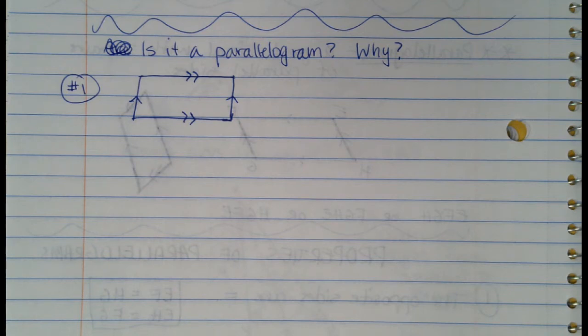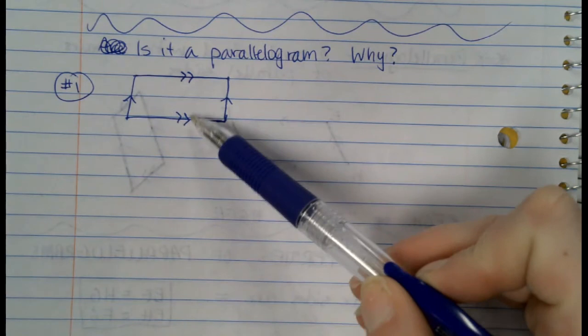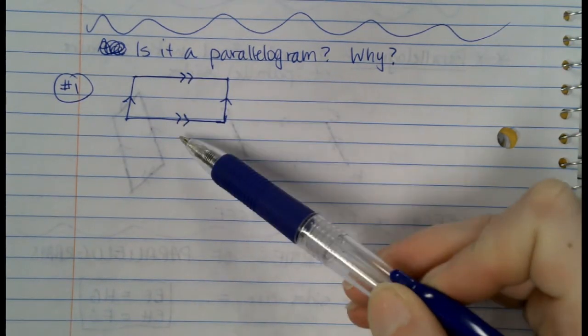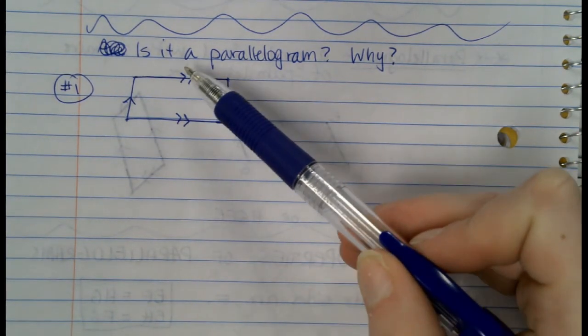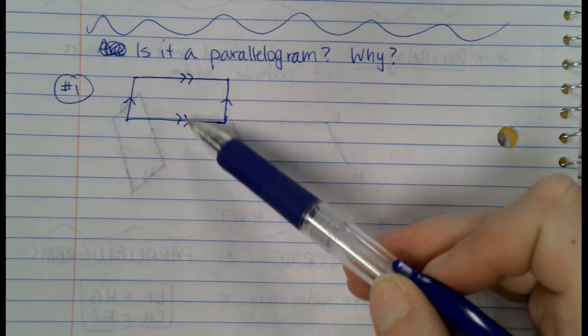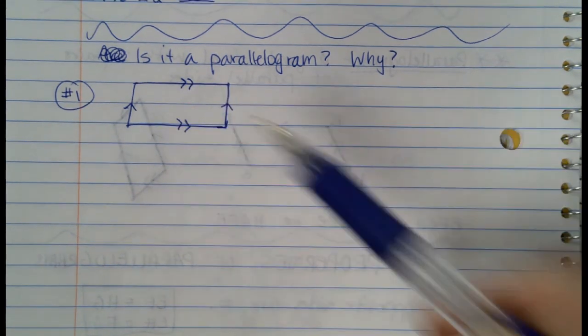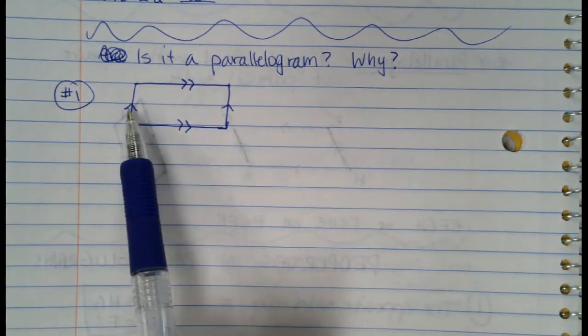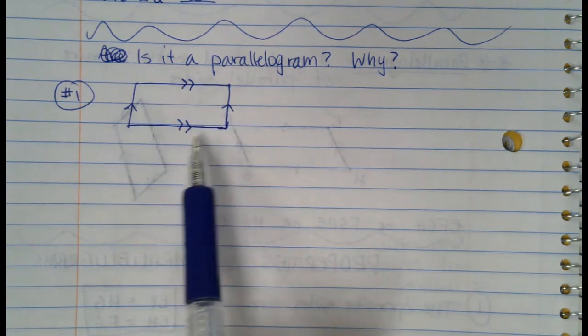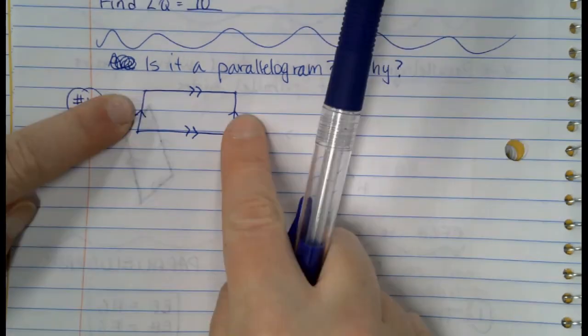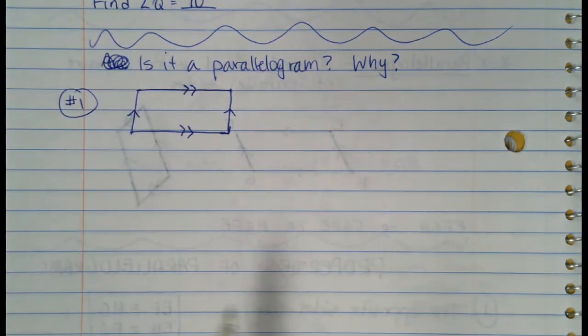What do these arrows mean? That they're parallel. And remember, if this one has 2 arrows and this one has 2 arrows, the ones with 2 arrows are parallel, and the ones with 1 arrow are parallel. So I'm giving you a diagram, and I'm saying these sides are parallel and these sides are parallel. So is it a parallelogram?